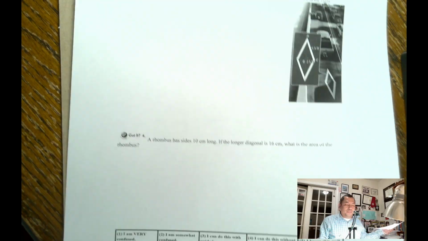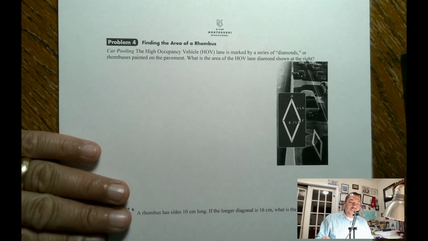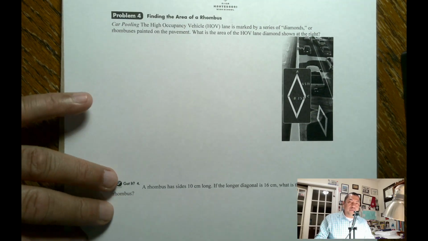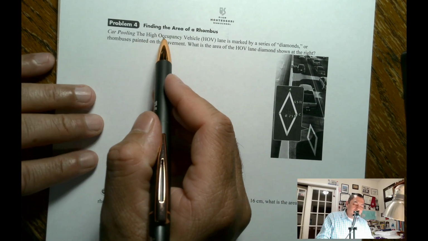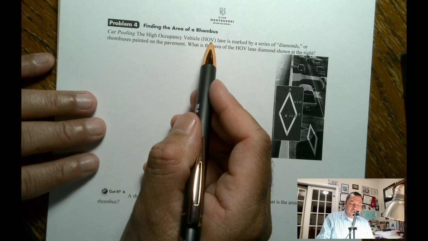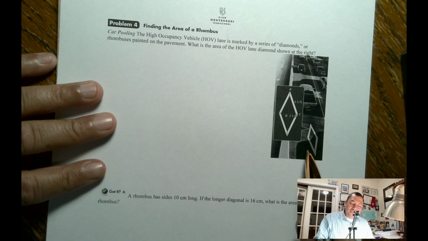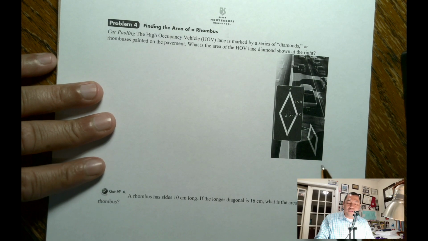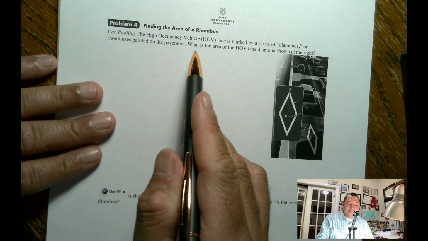I have an application problem. There is always an application problem at the end of the section. And what we have here is the problem says the high occupancy vehicle HOV lane is marked by a series of diamonds. So you're going to see these diamonds in some speedways, or rhombuses, painted on the pavement.